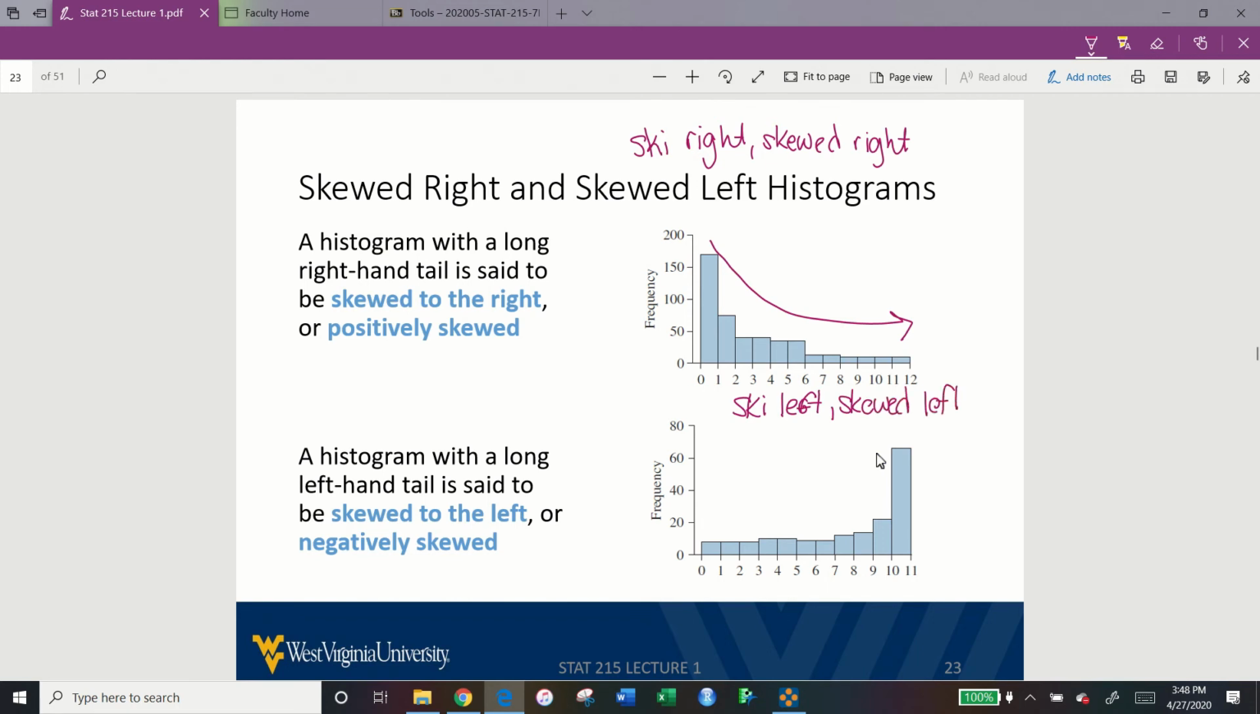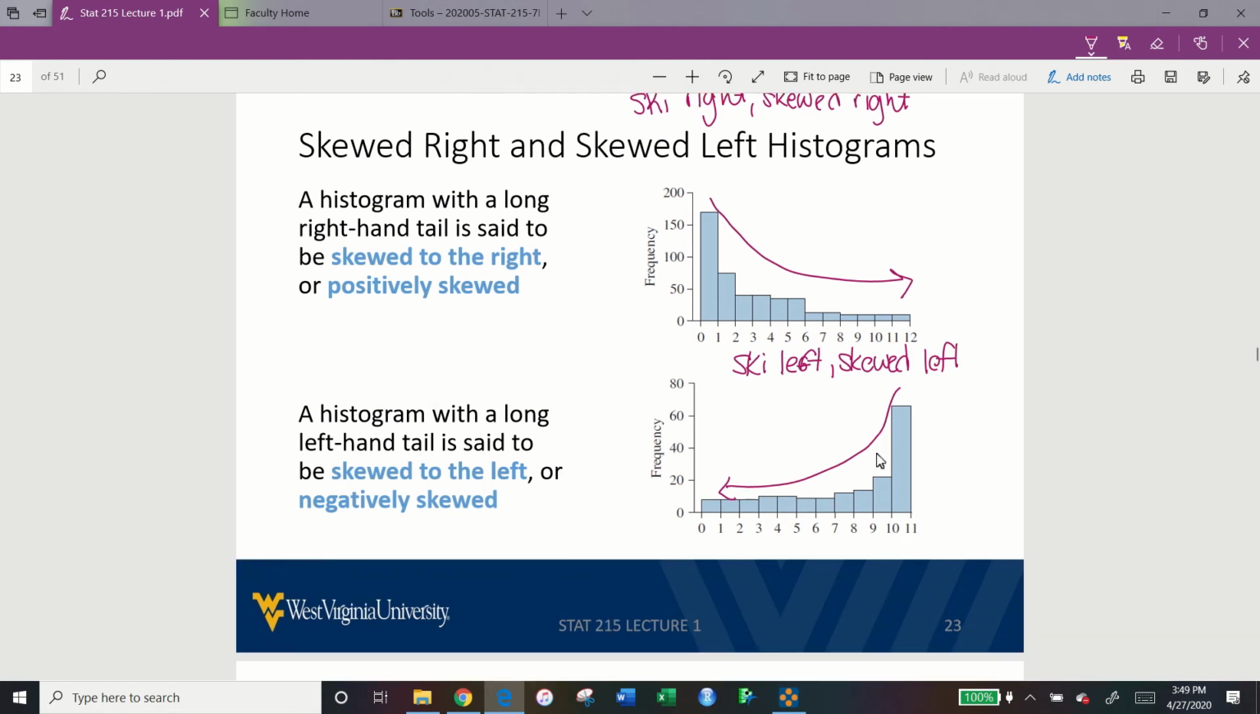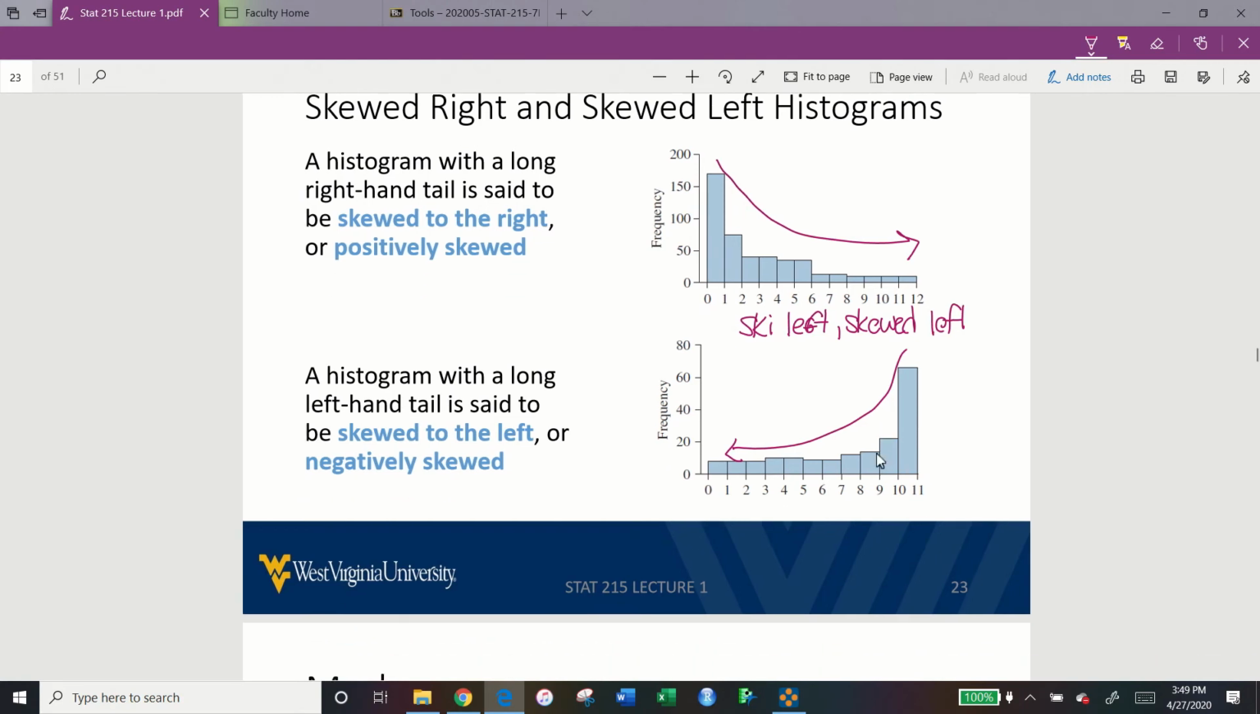Just a little jingle to remember your skewedness. So one more time for review. Ski right, skewed right. Ski left, skewed left. This means that our peak is to the left or right of center.